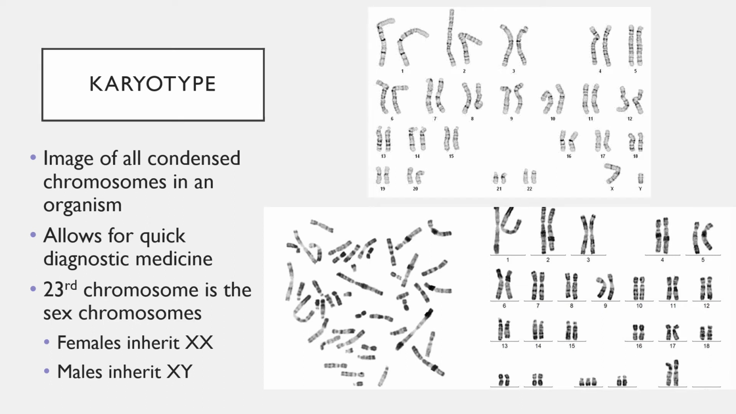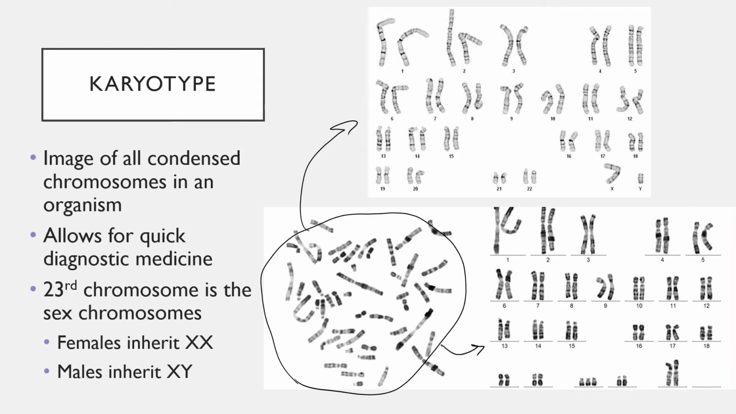This is where we wait for all of our chromosomes to condense, then we can take a quick picture of them, and from that picture we can sort them by their chromosome number. And this allows us to compare the chromosome pairs to make sure they're all looking very similar. And it allows us to do some quick diagnostics for diseases like trisomy 21. If we have an extra copy of the 21st chromosome, you have what's called Down syndrome.